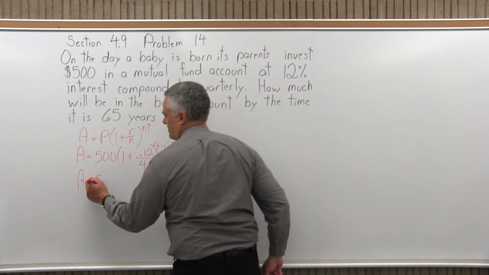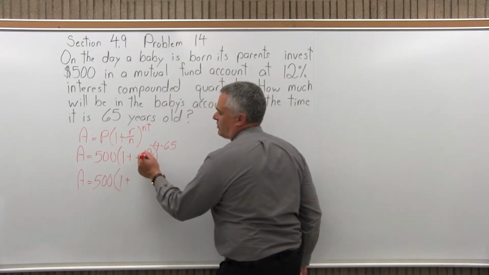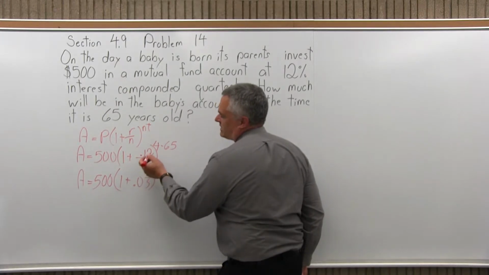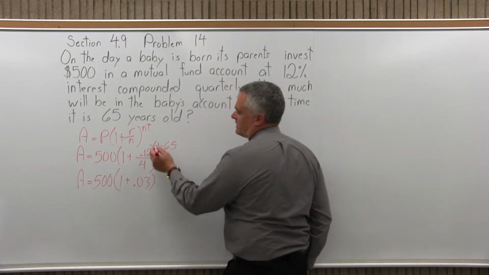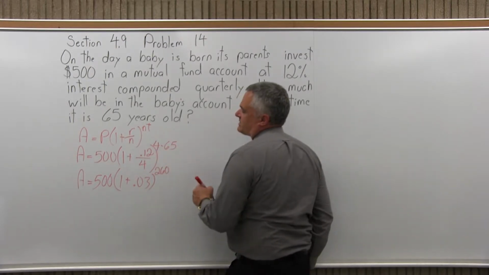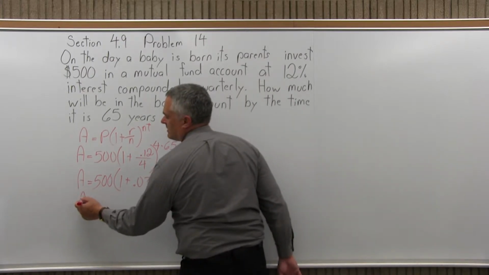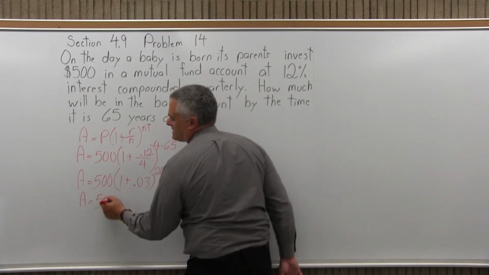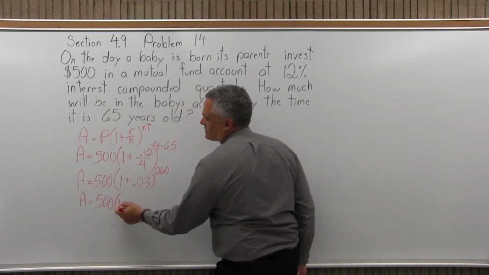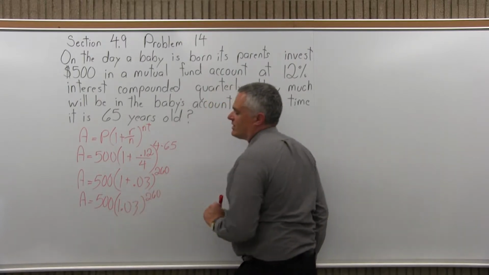So 500 times, in the parentheses, 1 plus 0.12 divided by 4. I can actually do that. That's 0.03, because 12 over 4 is 3, but because of the decimal it's 0.03. The exponent, I can even do that as 260. Just double the 65, you get 130, double again, 260. And now I can finish my work in parentheses. 500 times, open the parentheses, 1 plus 0.03 is just 1.03. That's not too bad. Now that's as far as I can go without a calculator.